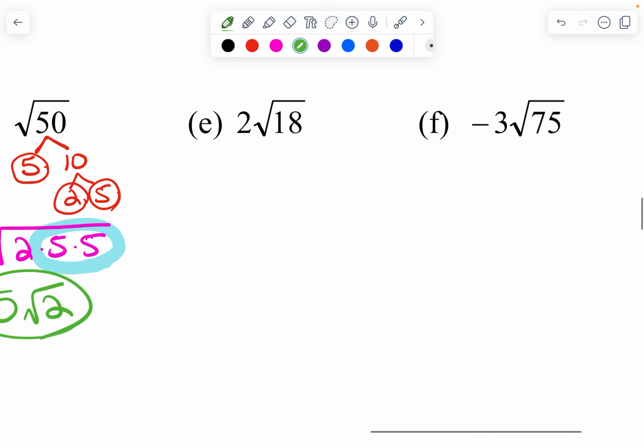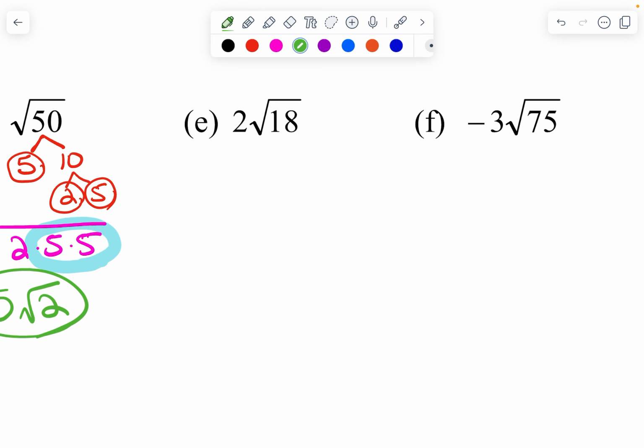Now, E and F look a little different because in this case, both of them have a coefficient sitting in front. But here's the thing. Temporarily ignore that. Just focus on the root. So how do we simplify a root 18? Well, if you know your perfect squares, I'm going to do one of these as a perfect square, one of these as a factor tree.